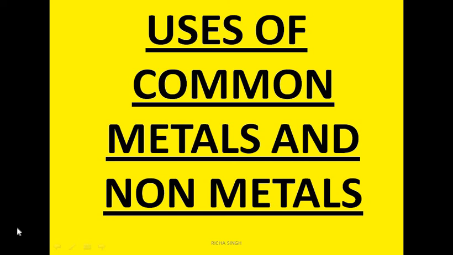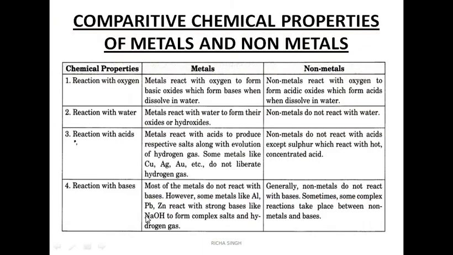Students, in the previous videos, we have completed the physical and chemical properties of metals and non-metals. Now, you can easily differentiate metals and non-metals based upon their physical and chemical properties. This is the last video for this chapter where we will discuss uses of some common metals and non-metals. Before moving to the uses, let's first see the differences of metals and non-metals based upon their chemical properties.